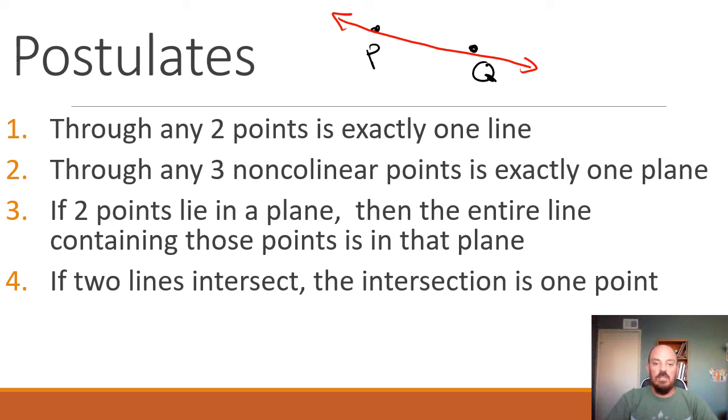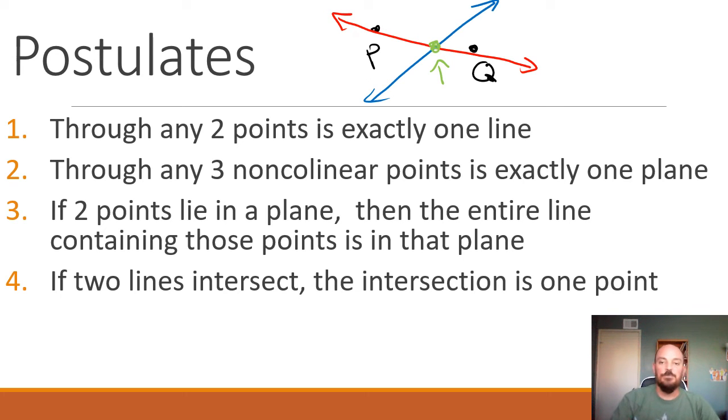Okay, number 4. If two lines intersect, then the intersection is one point. Intersect means cross, so if I draw a second line like this, crossing my first line, the intersection is that green point right there. Okay, that's another one that makes sense. If two lines cross, they make a point, exactly one point.